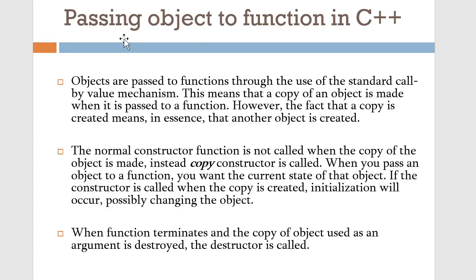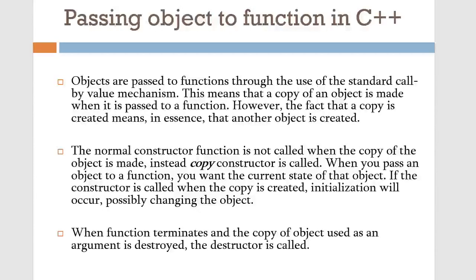We'll first discuss how we can pass an object to a function. Objects are passed to a function through the use of the standard call by value mechanism. So there are two ways the values can be passed to a function. One is through a call by value and another is through a call by reference mechanism.